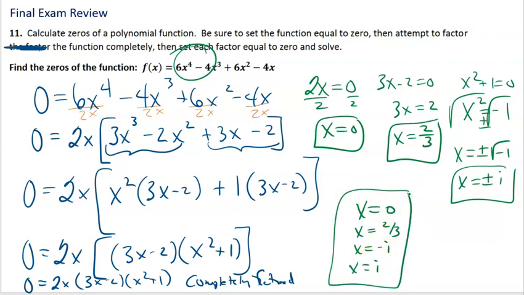Okay, so that was a factorable problem. Come back for part 2 where I'll start working on problem number 12 and finish this review out.